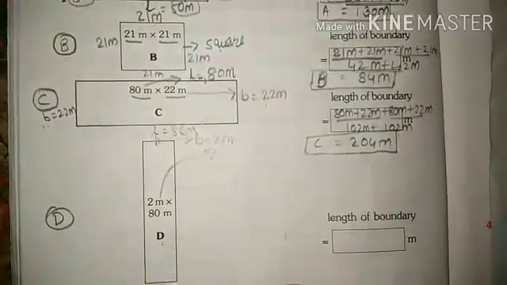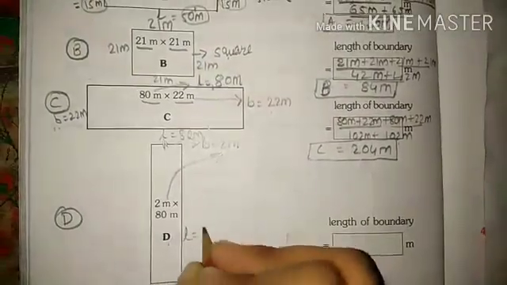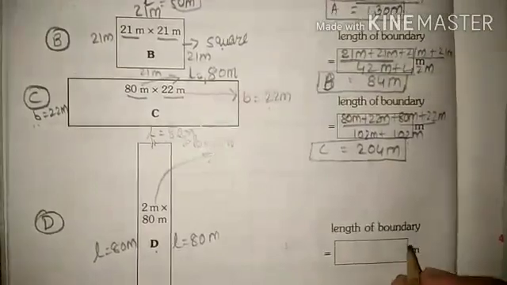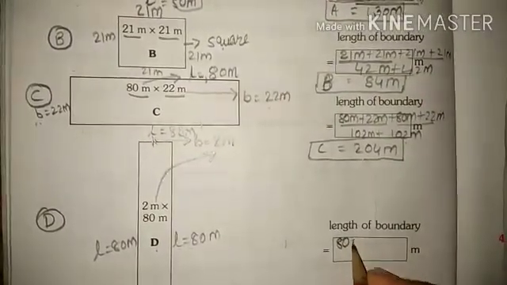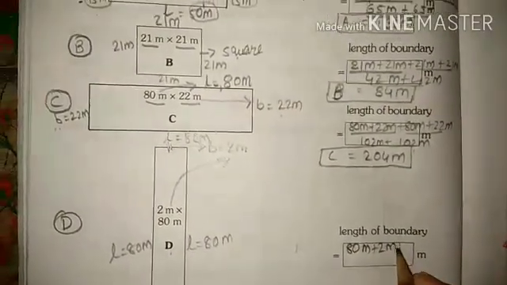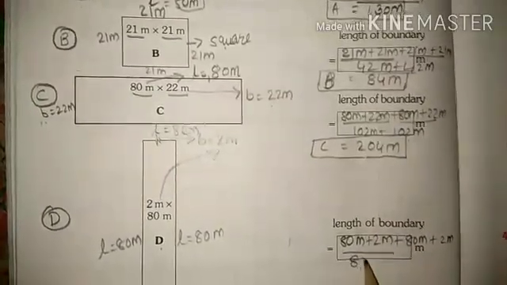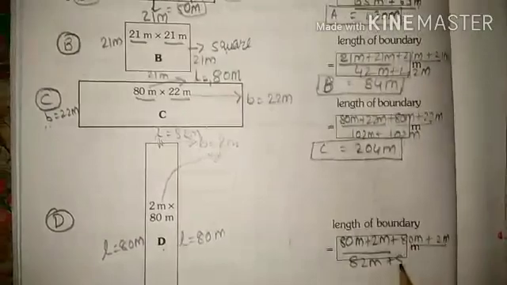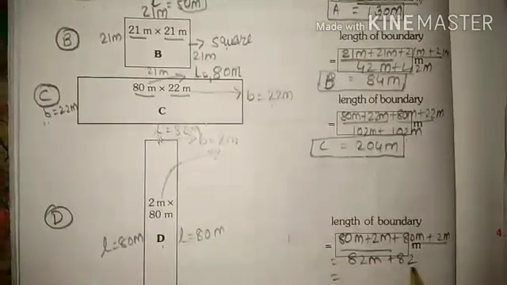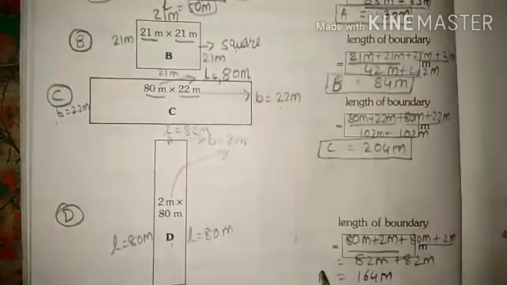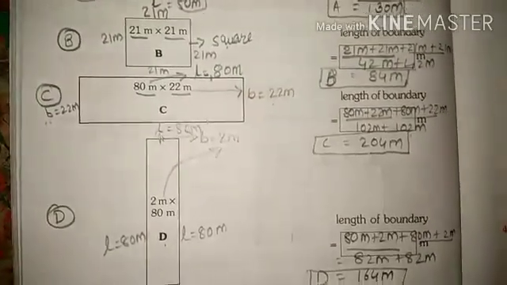So B is equal to 2, L is equal to 80 meter. Now students, very simple here, just do the addition of 80 meter plus 2 meter plus 80 meter plus 2 meter. 80 plus 2 is 82 meter, 80 plus 2 is 82 meter. So 82 plus 82 meter is 164 meter, which should be your answer for the D numbered sum.